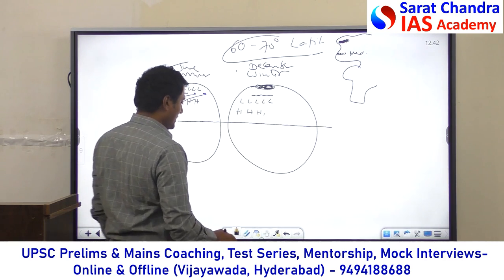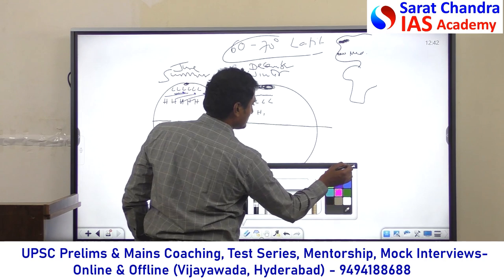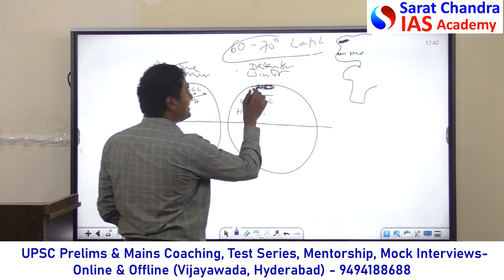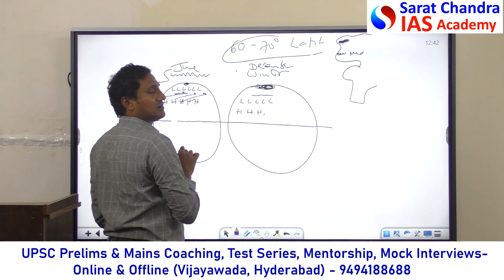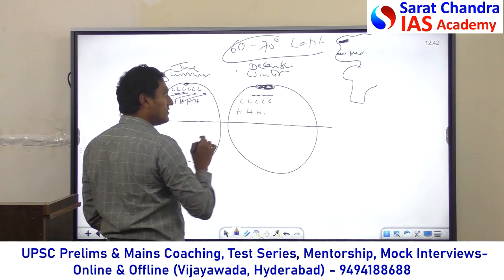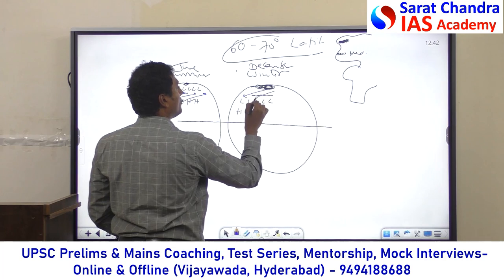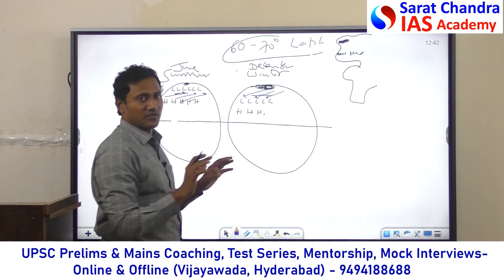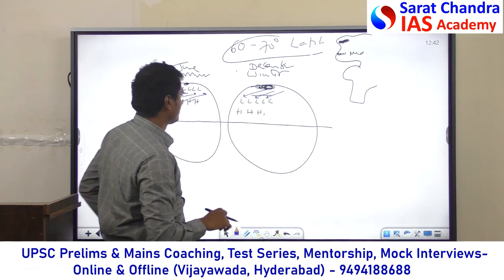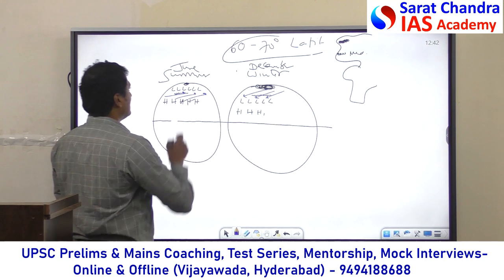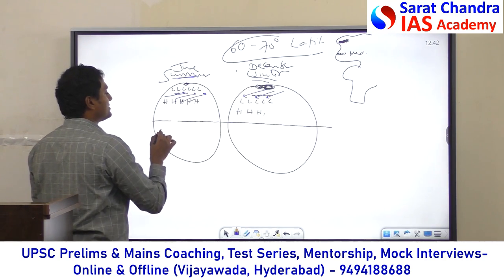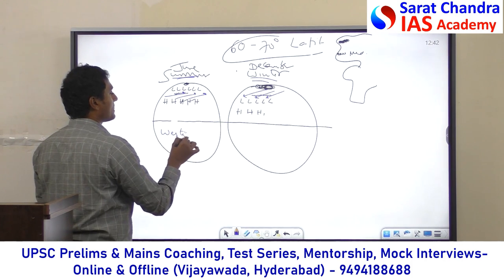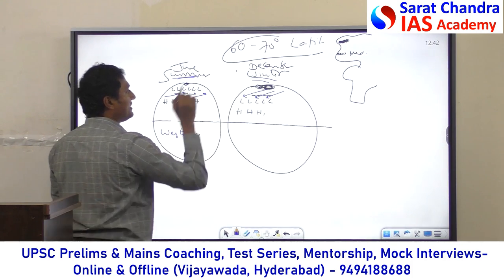Okay. Now, what are the winds between the polar high pressure belt and the subpolar low pressure belt? Polar? Very good, we have polar easterlies. Now I think all of us should know. Let us write now. In summer, what are the winds blowing? In winter, what are the winds blowing?